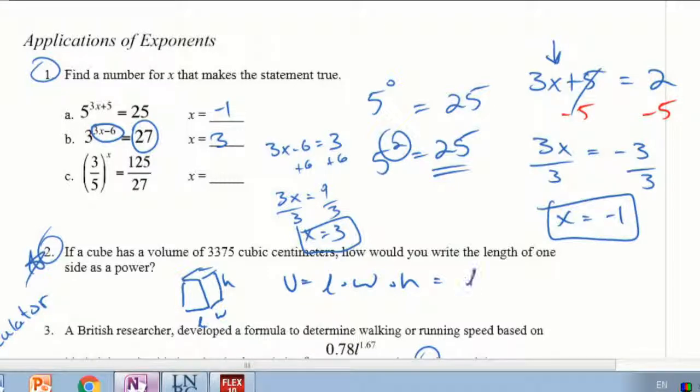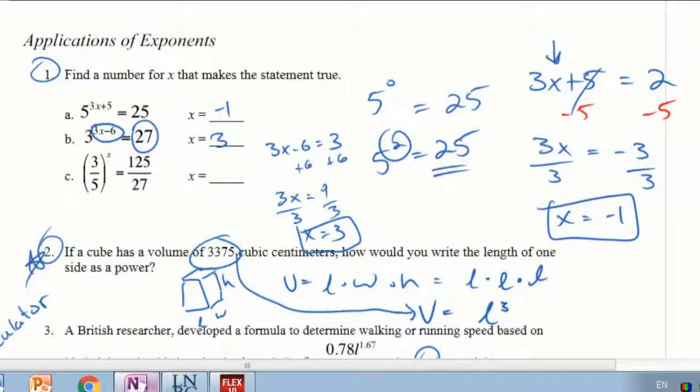So maybe I'll just write it as length times length times length, which is just length cubed. That's why it's called a cube. So the volume of a cube is just length cubed. Hopefully that makes sense. Now it tells me the volume is that, so I'm just going to plug that in.